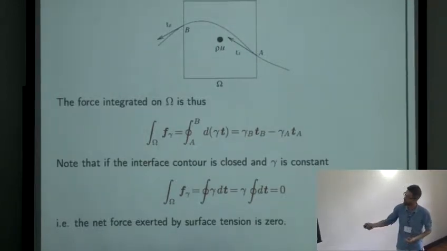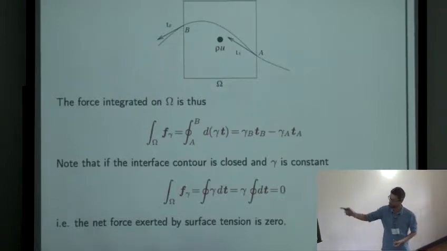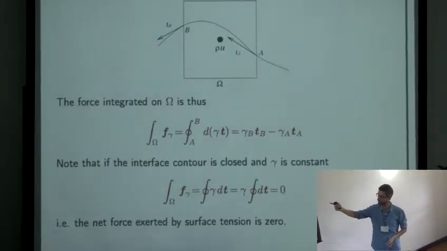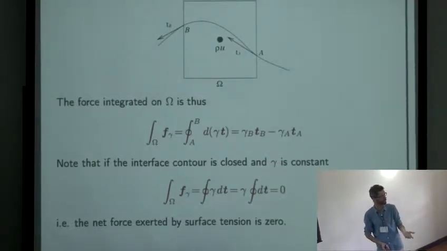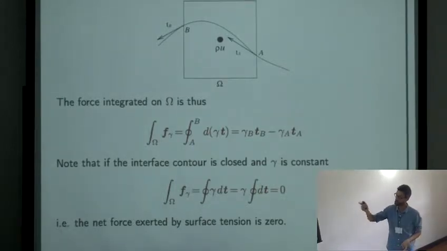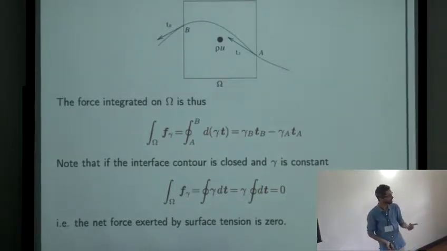That's exactly what I wrote formally here: the sum over the control volume omega of F sigma, the force per unit volume, is equal to the sum along the curve of the force per unit length, in this case because we are in 2D. And it's just gamma_B T_B minus gamma_A T_A. And gamma_B and gamma_A are the two surface tension coefficients at points A and B. They can be different from one another, of course, if you have variable surface tension, right?